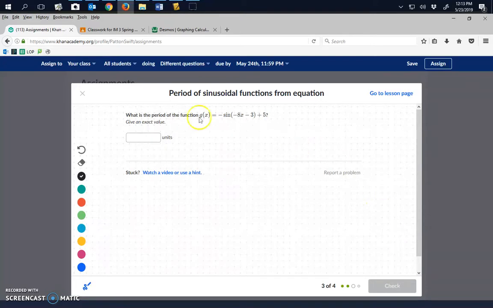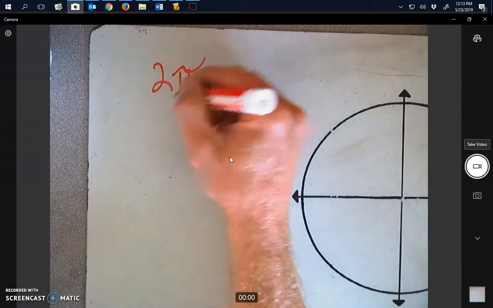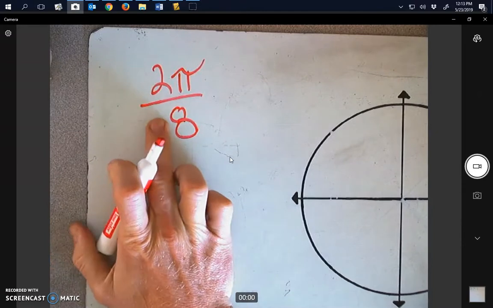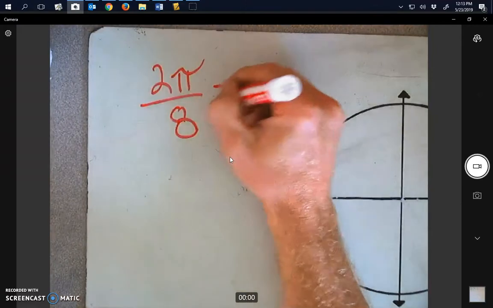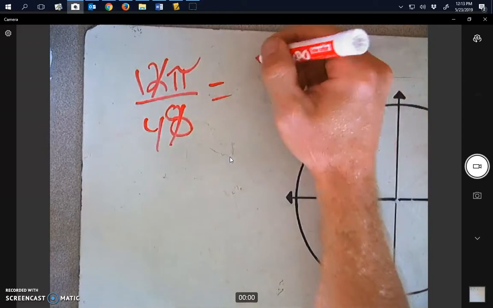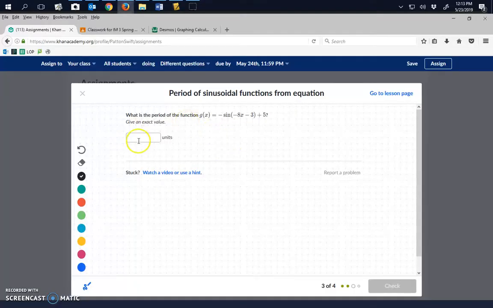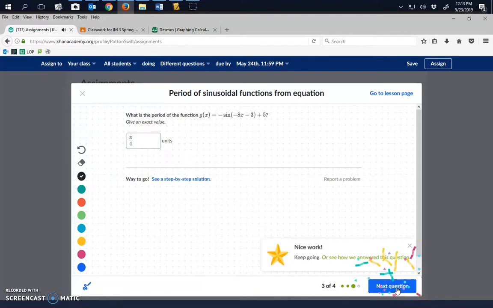All right, this time we have a -8 out front. So we start with 2 pi, and we're going to divide by -8. And really, we don't really care about the sign out here. We can ignore it. It's going to be the absolute value of that number. So 2/8. We can simplify this to a 1 and this to a 4. We can divide both by 2. So we have pi over 4. Pi divided by 4. There you go.